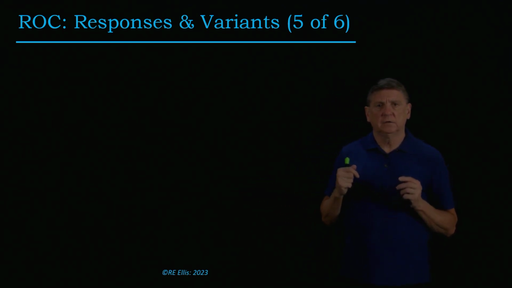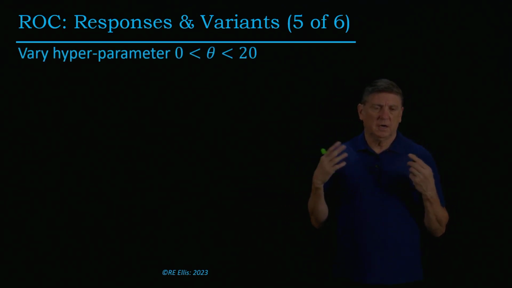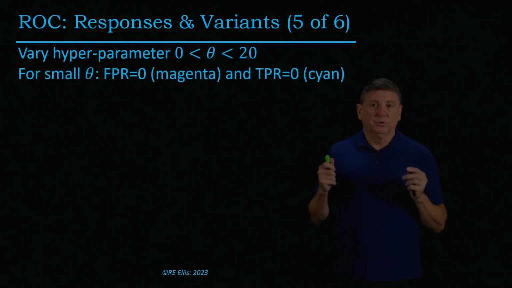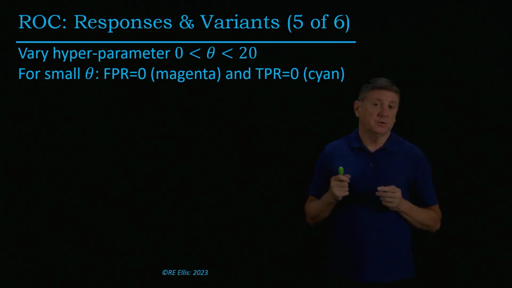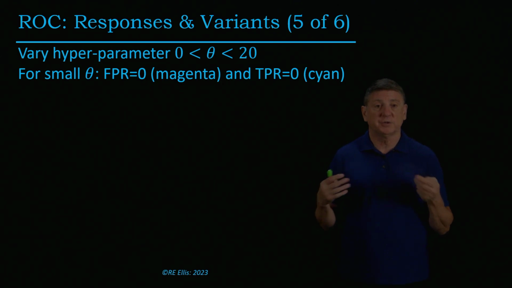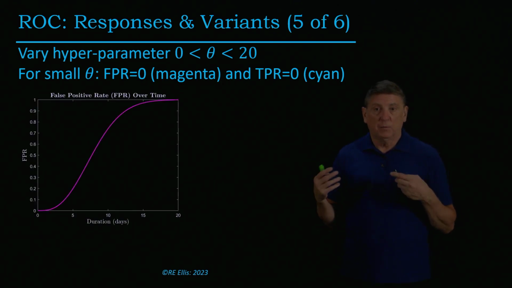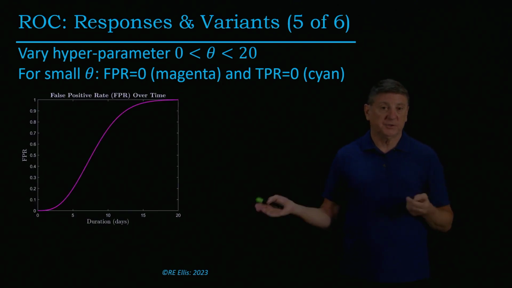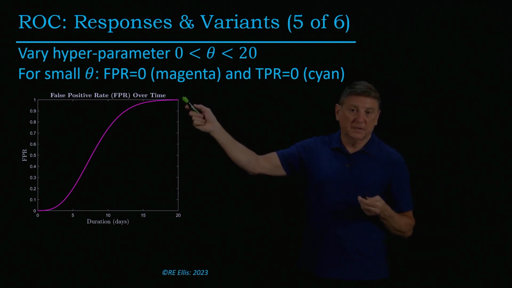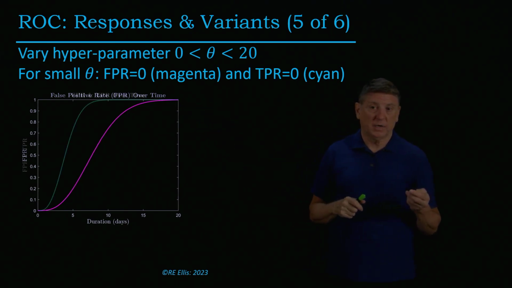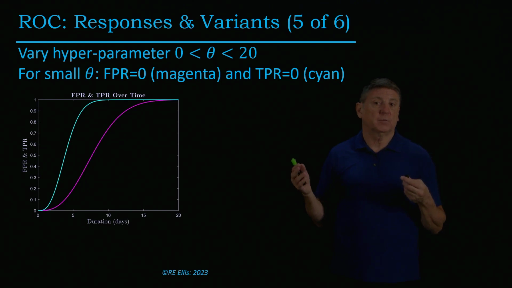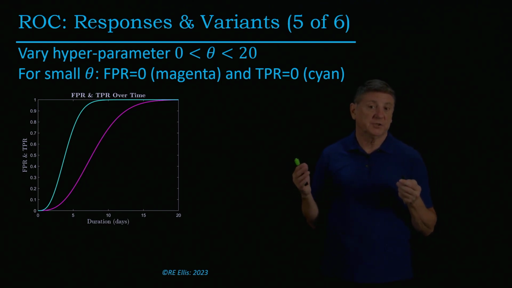So how can we look at this using the ROC concept? Well, what we'll do is we'll plot the false positive rate using magenta, and we'll plot the true positive rate using cyan. So now these are the areas under the curves. And what we see is that the false positive rate starts at 0, and then by the time we're at day 20, the false positive rate is 1. And the true positive rate, what we're seeing is it rises much faster and it peaks much sooner.